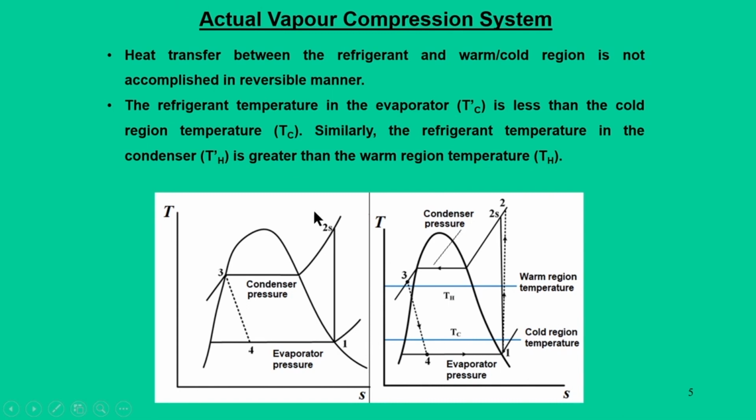In the ideal system, process 1 to 2S is isentropic, process 2 to 3 is a constant pressure process, 3 to 4 is the throttling process, and finally 4 to 1 is the evaporator process. But if you see this particular diagram, when you refer to the TS diagram for an actual process, we can say there is a dotted line here.